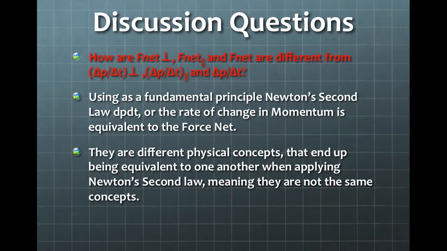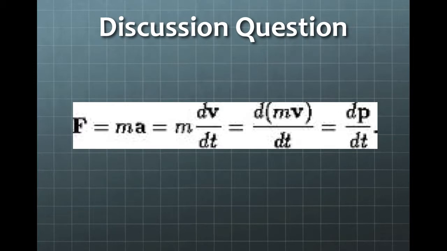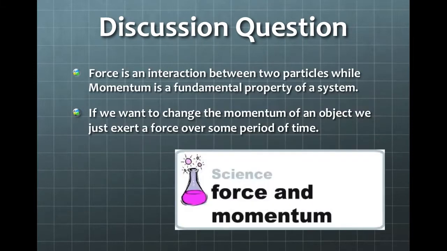However, they are different physical concepts that end up being equivalent to one to another when applying Newton's second law, meaning they are not the same concept. While force is an interaction between two particles, momentum, on the other hand, is a fundamental property of a system. Additionally, if we want to change the momentum of an object over a period of time, we have to exert some force over some period of time, showing their relationship rather than their equality.